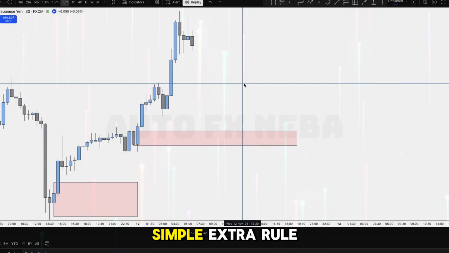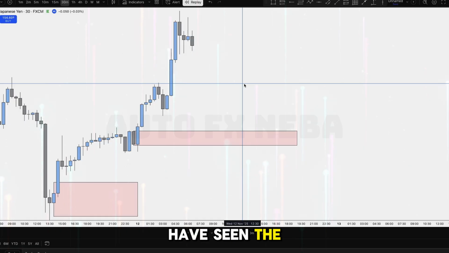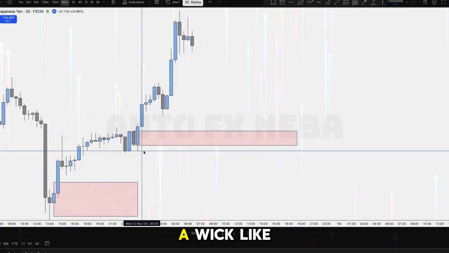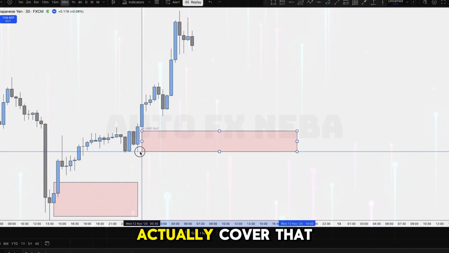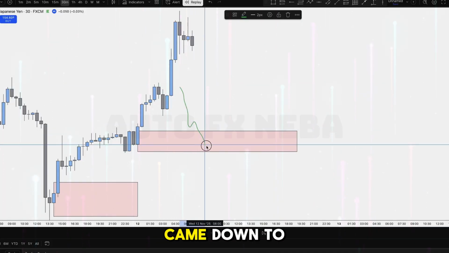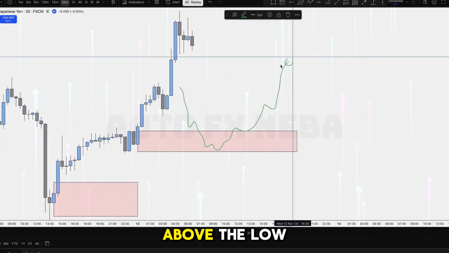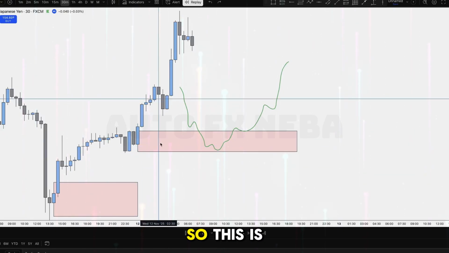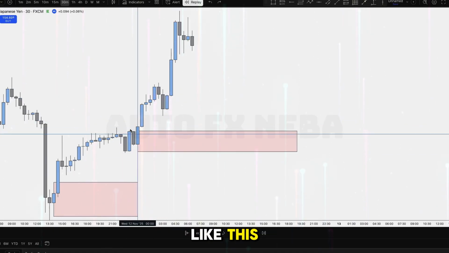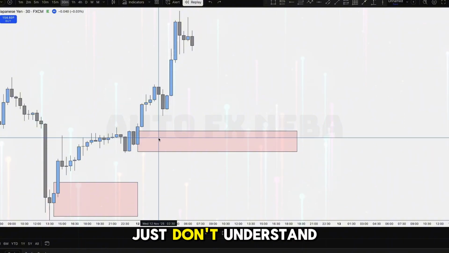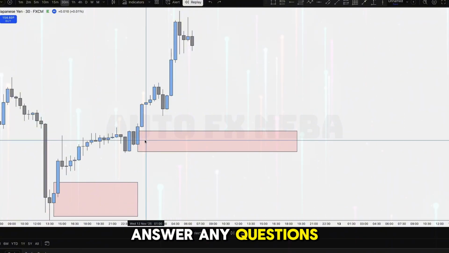However, simple extra rule to come in here, so I don't want to confuse you too much. Basically, if we have seen the demand zone candle followed by a wick or a small pull down as a wick like this, then I will actually cover that wick with my demand zone as well, because I would expect that even if the market came down to this low, providing it stays above the low that we printed, it's viable. This works very well, okay? So this is why sometimes you may see a demand zone marked like this and get confused. I've had people complaining that I'm inconsistent with my demand zones when really they just don't understand. So that should answer any questions moving forward.